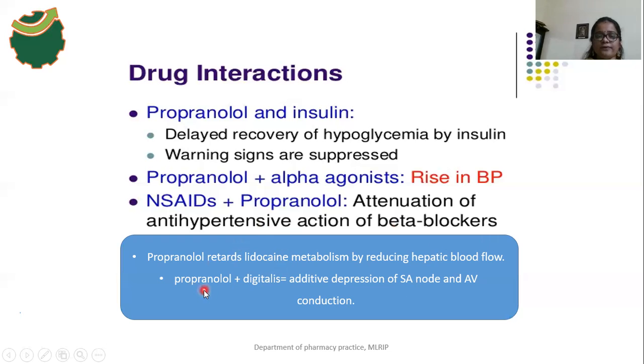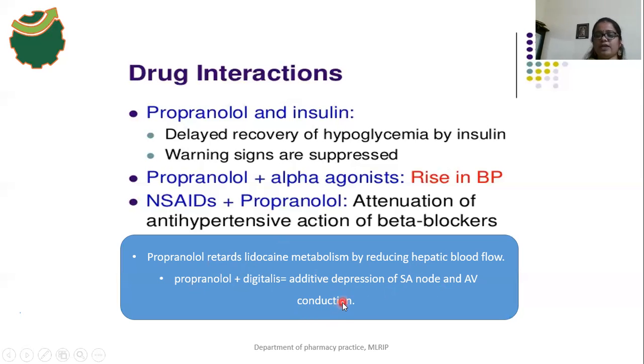And the fifth interaction is when propranolol is used along with cardiac glycosides, for example digitalis. What will happen when propranolol is used along with digitalis? There is an additive depression of the sinoatrial node and a depression of AV conduction. Normally propranolol depresses the SA node and blocks atrioventricular conduction also. The conduction velocity is also decreased by propranolol. At the same time, digitalis also depresses the SA node and blocks conduction at the AV node.